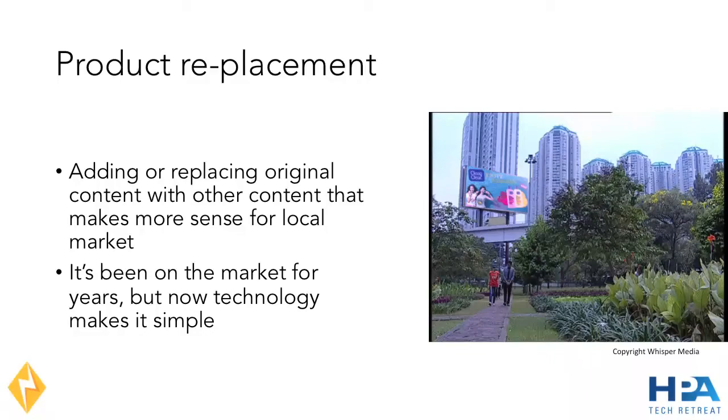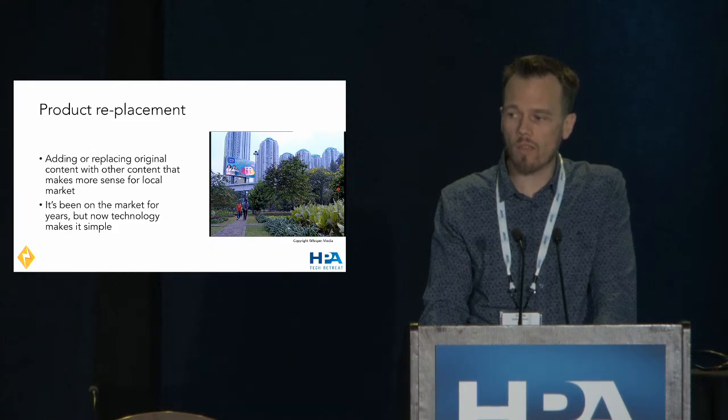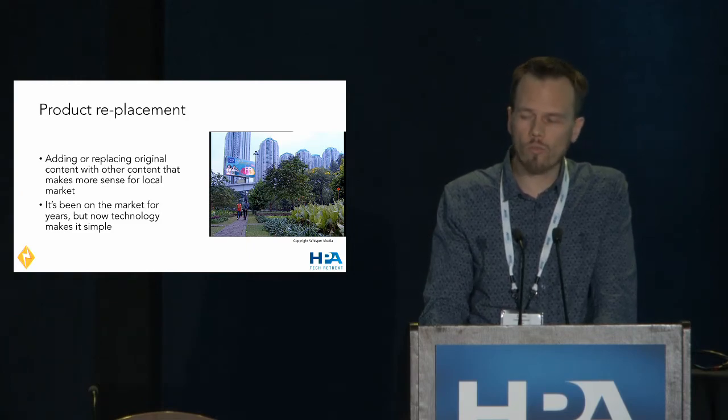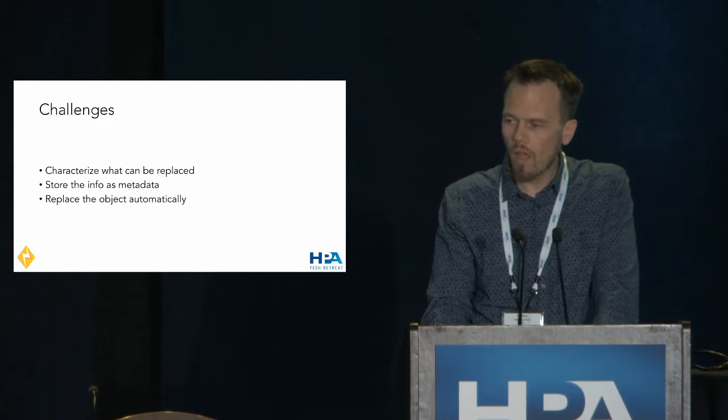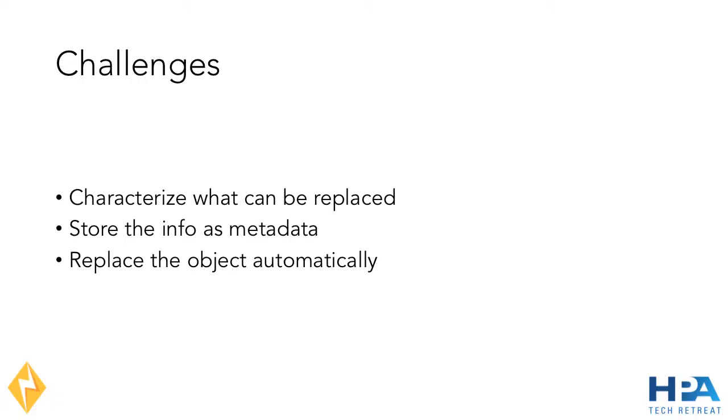And as of now, that will take a visual effects artist to replace that content, or to change the billboard in this picture and replace it with an advertisement for another product, for a local product. So that is something that exists today. And now we have the technology to make it actually rather simple. So the challenge is to characterize what could be replaced and added, then store the information as metadata. So we have pretty much the same approach as what Eric showed with the film log, and then replace the objects automatically.